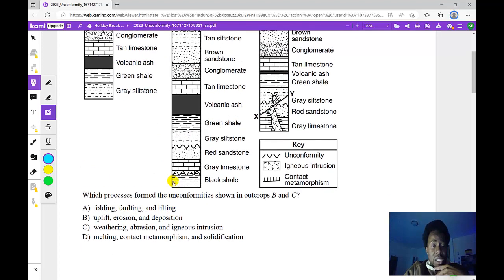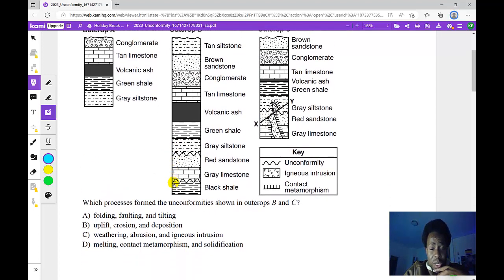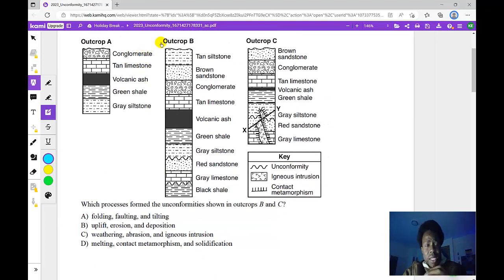And then the main question says, which process formed the unconformity in outcrops B and C? So when you look at outcrops B and C here, there's an unconformity somewhere around here. You see that? And then there's also an unconformity somewhere around there. An unconformity again is always represented by that squiggly line. So it's asking you which processes, all right, those are the keywords, which processes form the unconformity found in outcrops B and C.